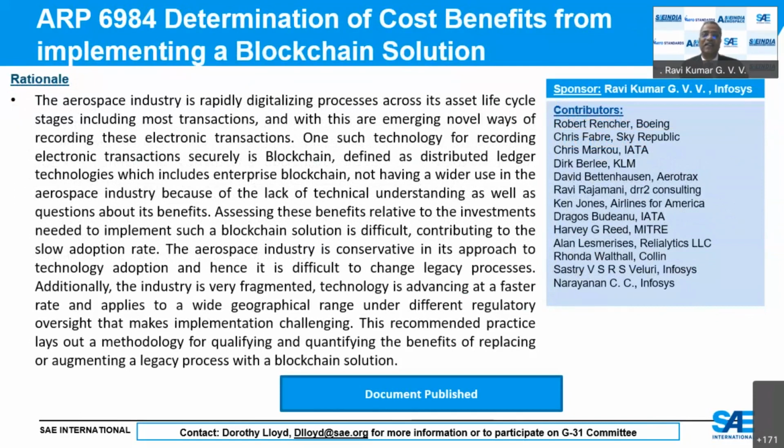Then the ARP 6984, this is determination of cost benefits analysis for the blockchain solution implementation. This is very, very important because most of the organizations got stuck with some of the technology aspects, but they are not really looking at what is the kind of value that it can bring and the business benefits. How do you estimate the business benefits in implementing the blockchain solution? That's where this particular document targets and also gives a good insight on what people should consider as far as the value lever is concerned in developing a blockchain solution. How do you determine the cost benefits?